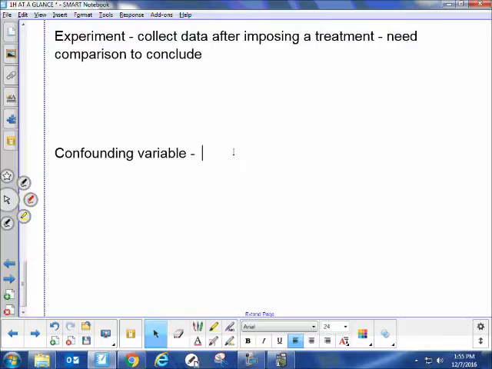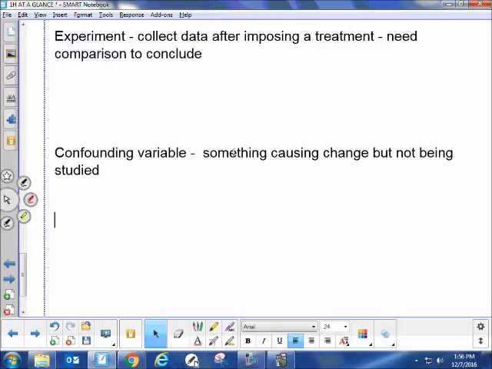Confounding variables, we typically talk about a confounding variable as being something that is lurking in the background that is causing a change, but is not particularly being studied. We talked about this with ice cream sales and drownings. Ice cream sales are going up, drownings go up. Does not mean that ice cream sales are causing drownings. Probably the confounding would be the temperature.